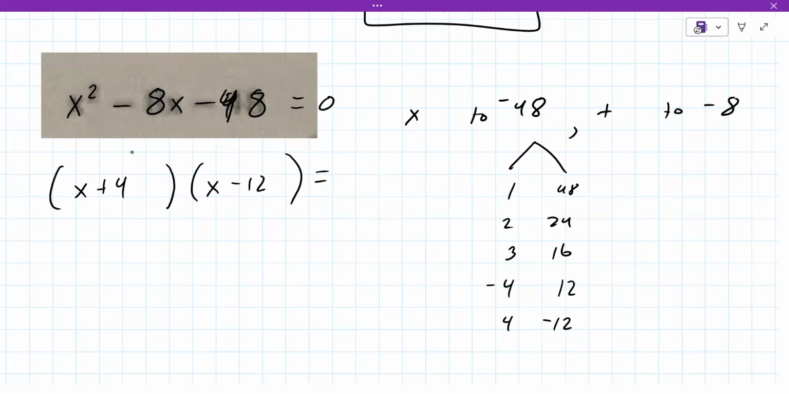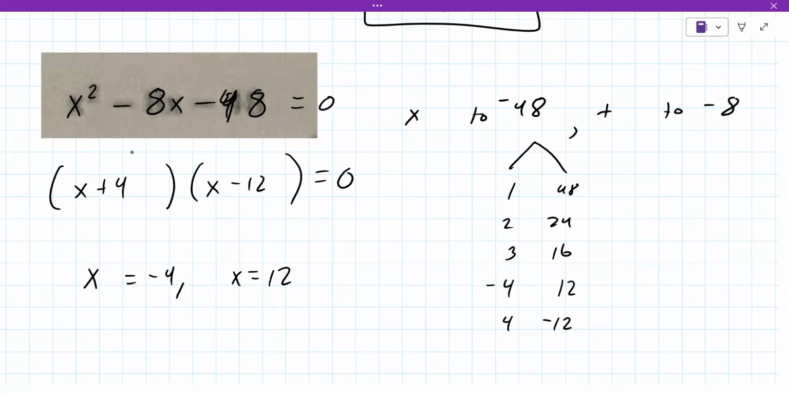Let's say you were setting it equal to 0. What would you do next? So then it would be x equals negative 4, x equals positive 12.